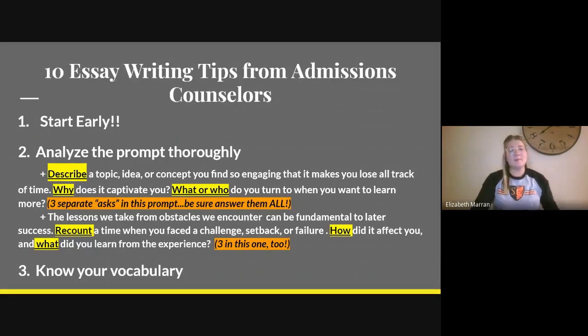All right, and so now we'll talk about the 10 essay writing tips, now that we know a little bit about what the essay is. And these are coming from the admissions counselors, AKA the people who read these essays. So the first tip is going to be start early.